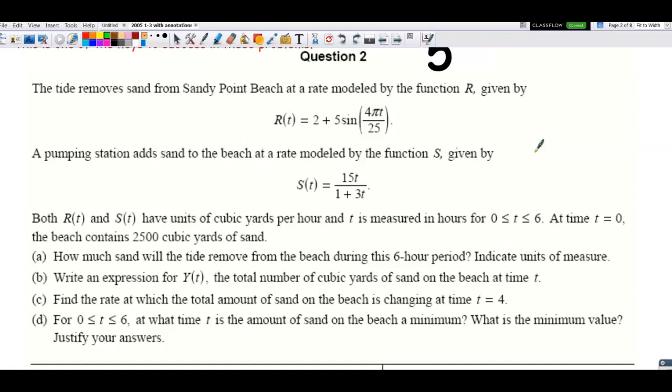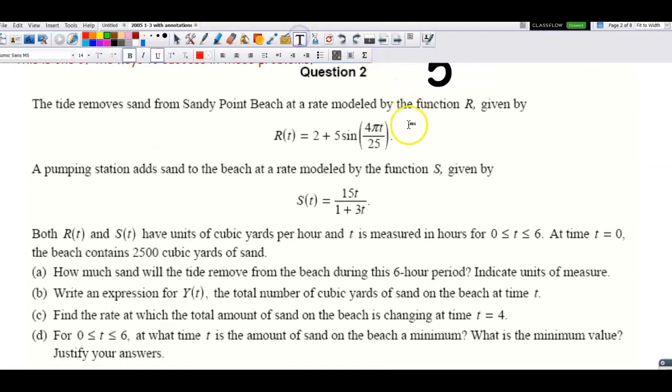Question number 2. The tide removes sand from Sandy Point Beach at a rate modeled by a function given by r. So the first thing I notice about this function that I would note on my paper, and I don't need it to be underlined or bolded, is that this is the off rate of sand. So it's important that I understand that r represents a rate, even though it doesn't have any kind of prime or anything on it. They're telling me that it's a rate. All right, continuing to read.